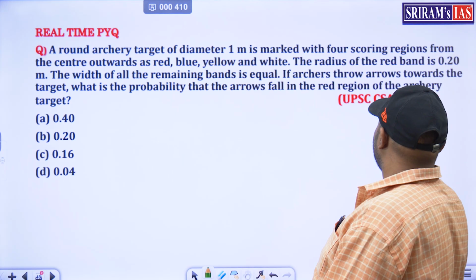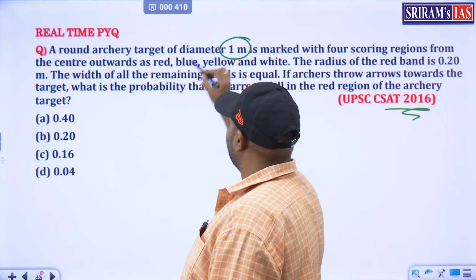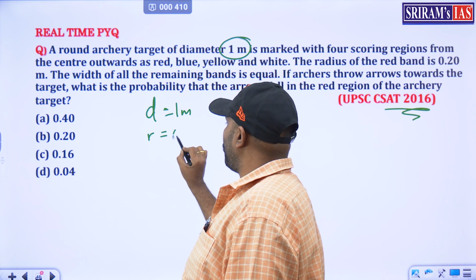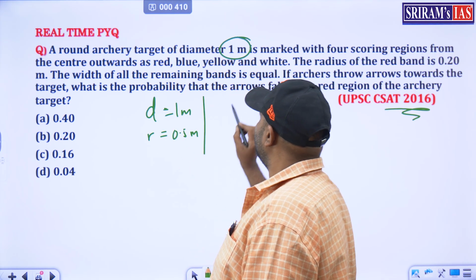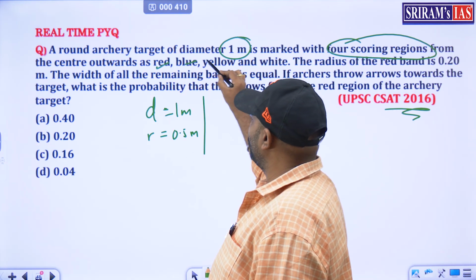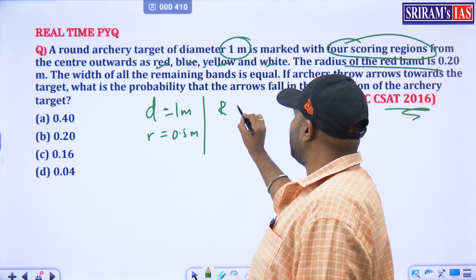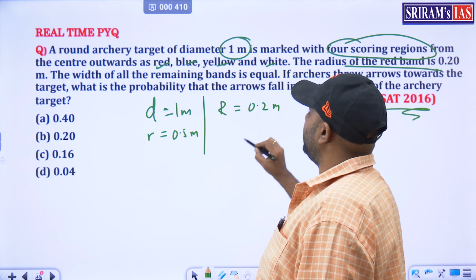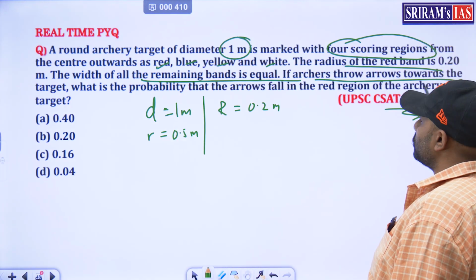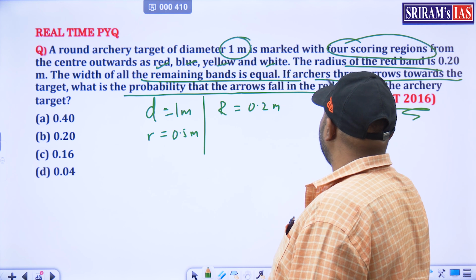Now another question which was asked in 2016, let's see quickly. Archery target of diameter 1 meter. So diameter is 1 meter, that means radius will be 0.5 meters. Next, marked with 4 scoring regions from center outward as red, blue, yellow and white. The red band has 0.2 meters radius. The width of all the remaining bands is equal. If an archer throws arrows towards the target, what is the probability that the arrows fall in the red region?